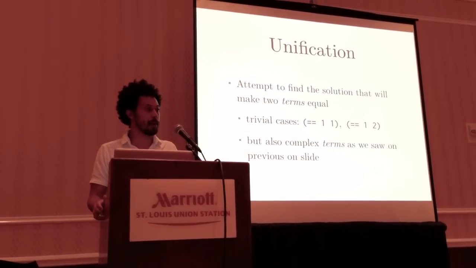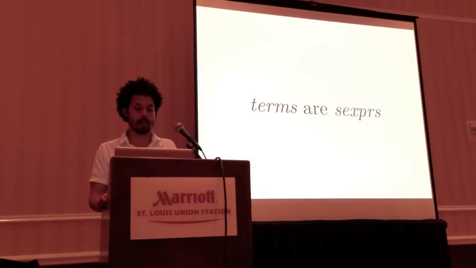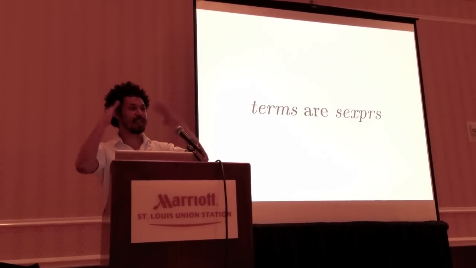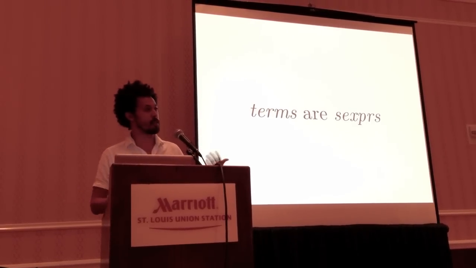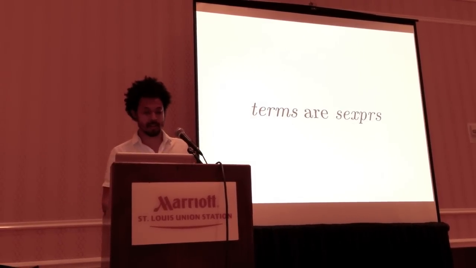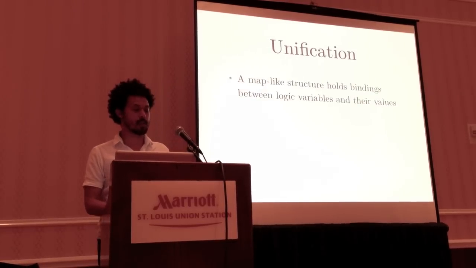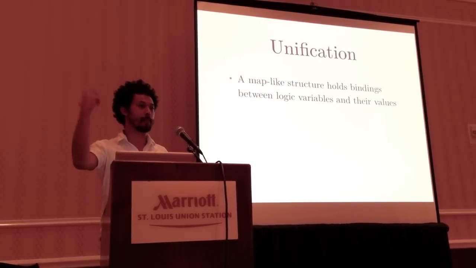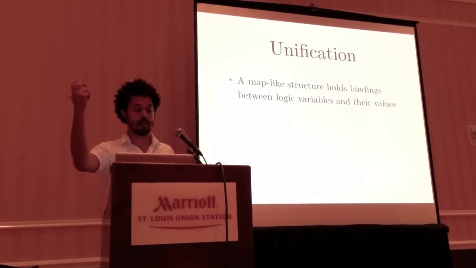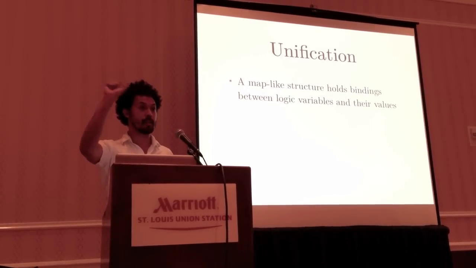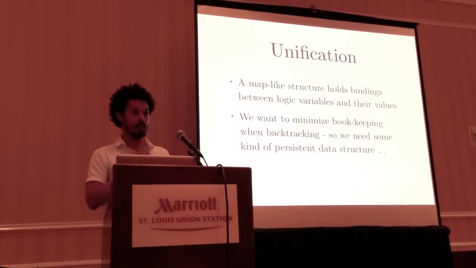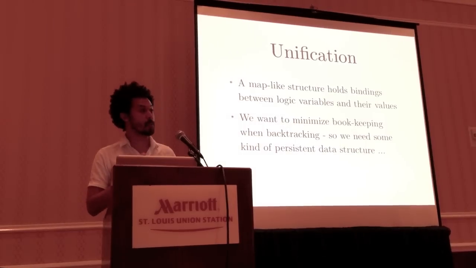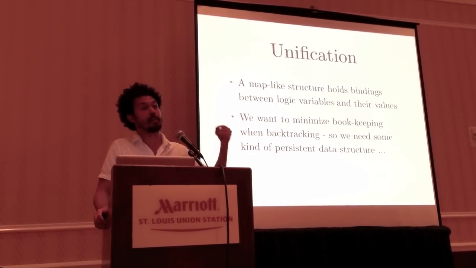But we can also do complex terms, as we saw in the previous slide. And when I say term, just think S-expression. That's all I'm talking about. We're using lists, so terms in our case are just S-expressions. So what is actually happening behind the scenes? We have to have a map-like structure that shows which bindings the logic variables have. We want to minimize bookkeeping, so we want to absolutely minimize bookkeeping if we have to backtrack.